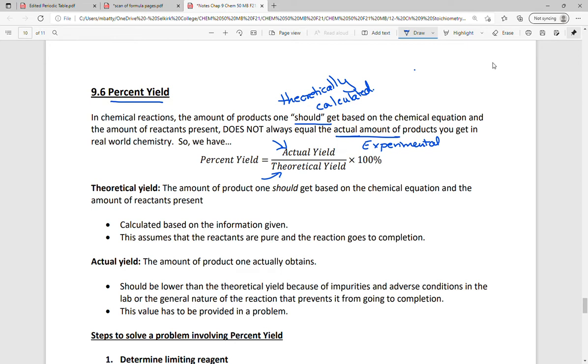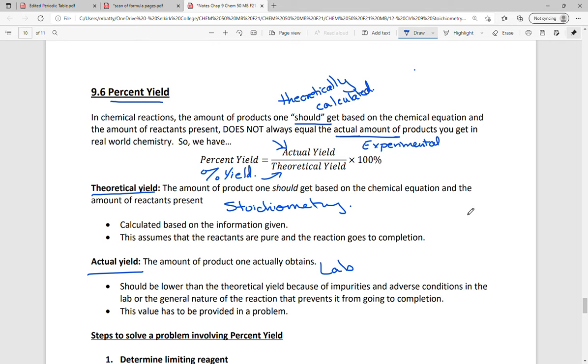And so it's basically what you get out of what you should have got times 100, kind of like a test score. So this is percent yield, and is really just a tie into that idea of stoichiometry. So stoichiometry allows us to calculate the theoretical yield. The actual yield is what you get in the lab or experimentally.